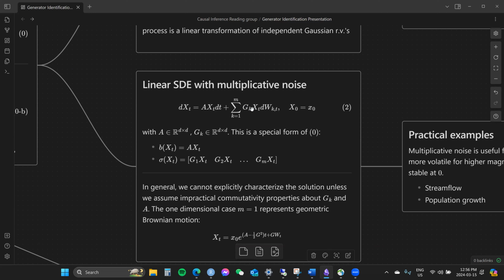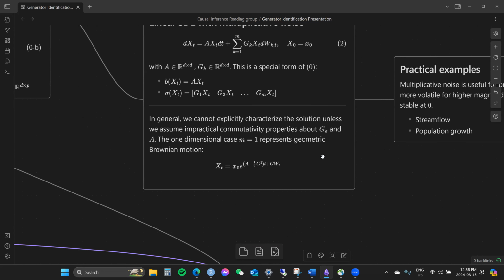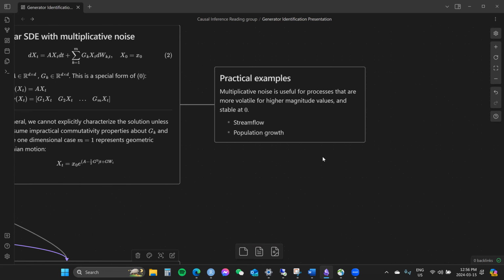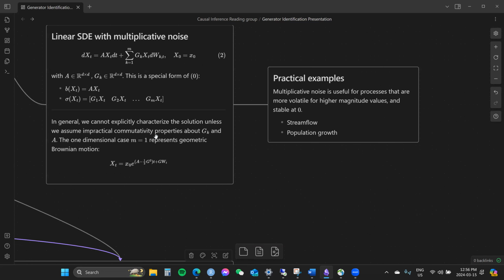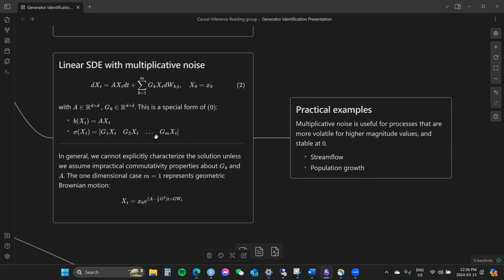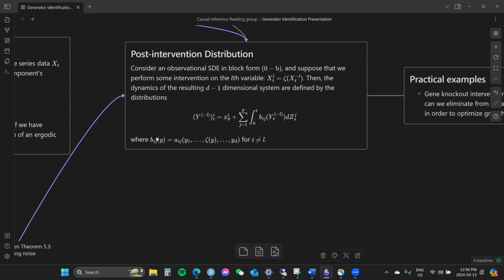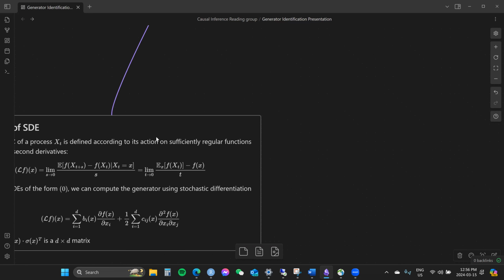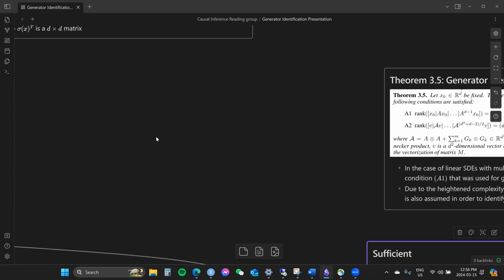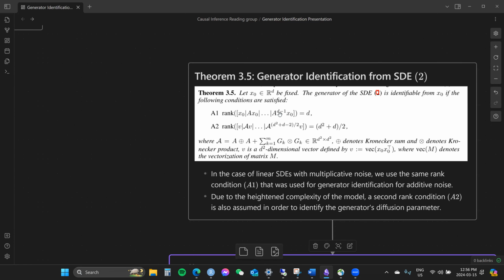So M is 2 in this case, yeah. Can you say the condition? The conditions of the theorem, do you have them? Yeah, good. I'm not sure where those are on the slides. Okay, here, A1 and A2.